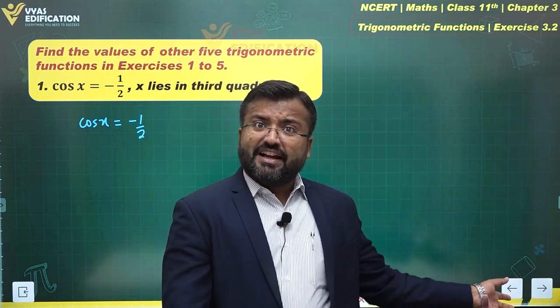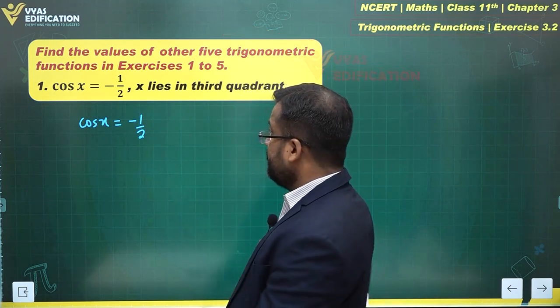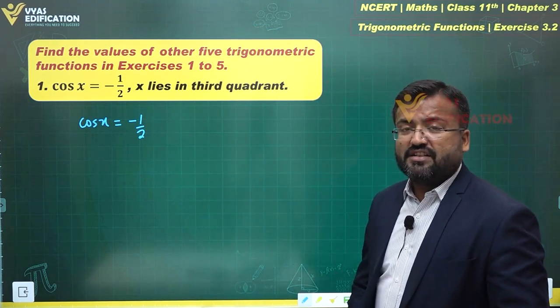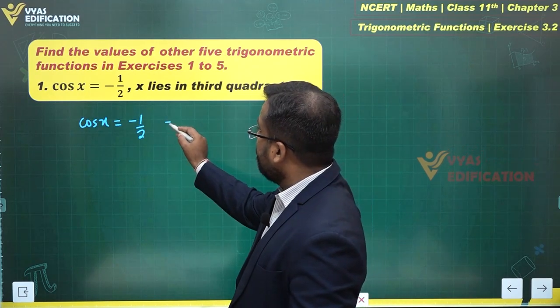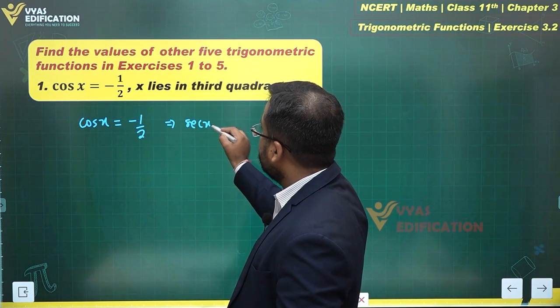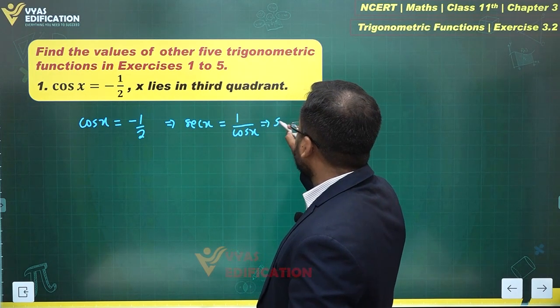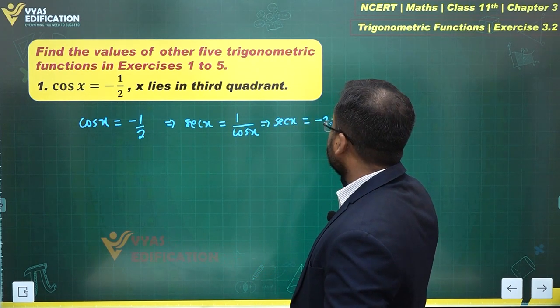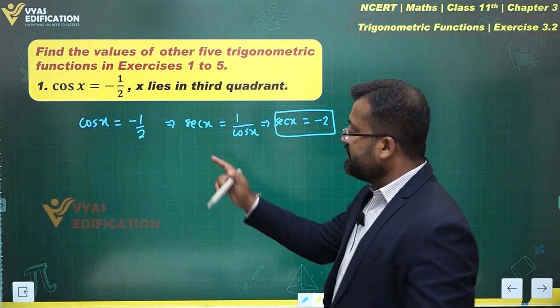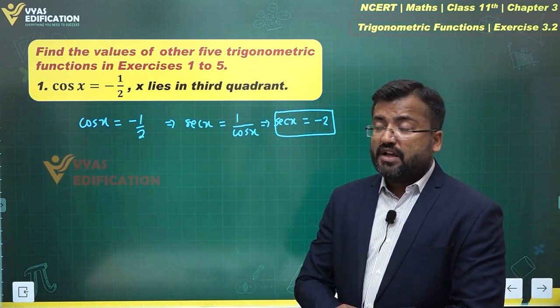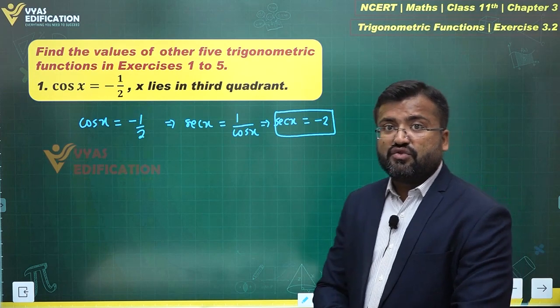We could draw the triangle and find the values very easily, but then they say, okay, cos x equal to minus half is something which you know. So on the basis of that, you can easily find sec x. Sec x equals 1 upon cos x, which implies that sec x would be equal to minus 2. That's the first value that you get. On the basis of cos x equals minus 1 by 2, the value that you will get for sec x is minus 2, which is very easy.